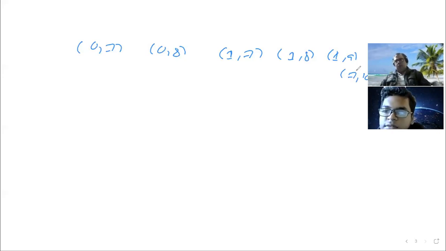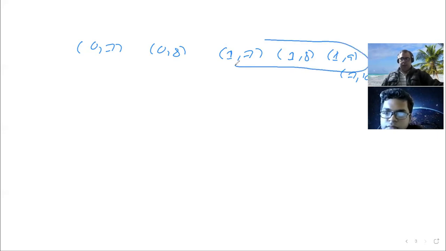It's not a function. Why is it not a function? Because for the first two coordinates, they both have the same x value. Not only for the first two values, even the third, fourth, and fifth also have the same x values. So this is not a function. So now you have understood how we can define a function, right?